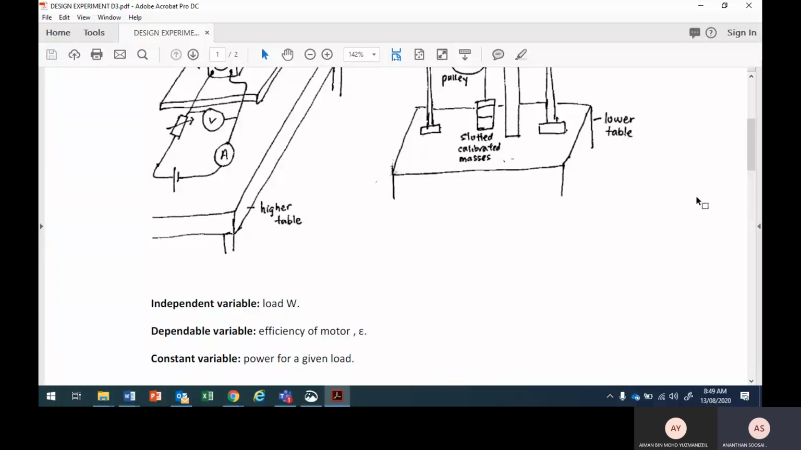Independent is what graph you're going to plot, your x-axis. I think the load, the weight of the load. Dependent is your y-axis, in this case the efficiency of the motor, because the equation given is efficiency with load, right? And the constant variable is the input power. Input power, we make it constant.